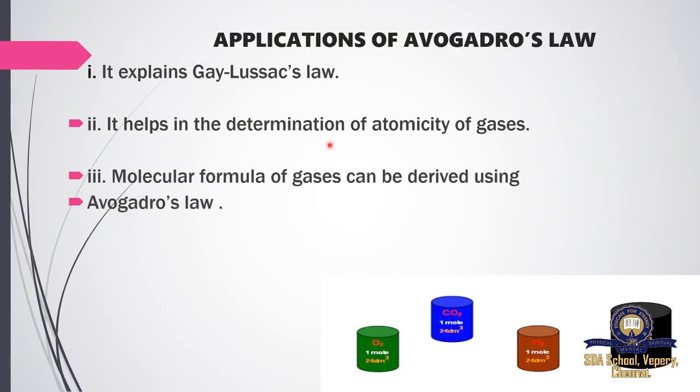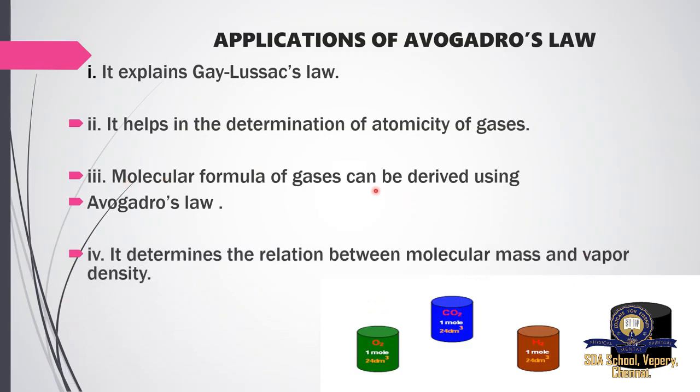So why do we need atomicity? To find out how many atoms take part in the reaction, we use the atomicity of the gases. For example, H2 means 2 hydrogen atoms taking part, so that is the atomicity of hydrogen. Next, the molecular formula of gases can be derived using Avogadro's law. For example, on the last page we saw hydrogen chloride gas. In that, hydrogen as well as chlorine take part in the reaction, giving out hydrogen chloride gas. So based on this law, we can find how many elements of gases take part in the reaction.